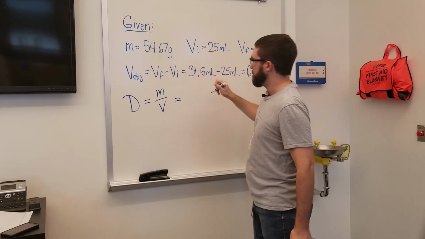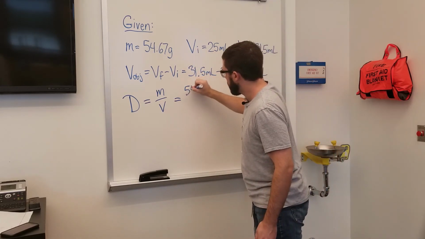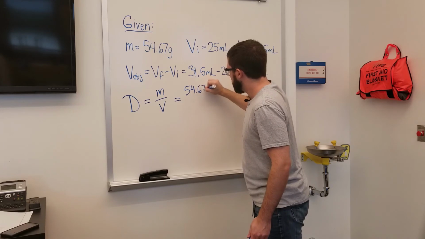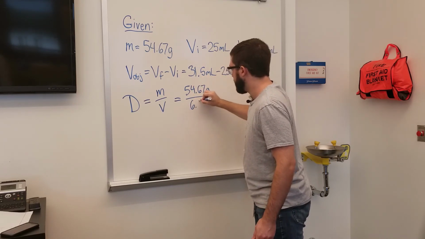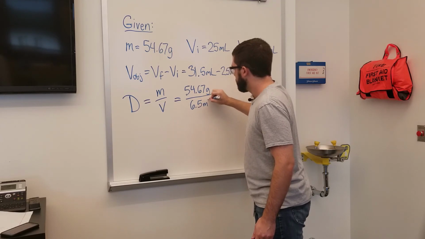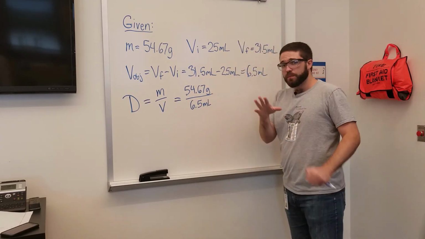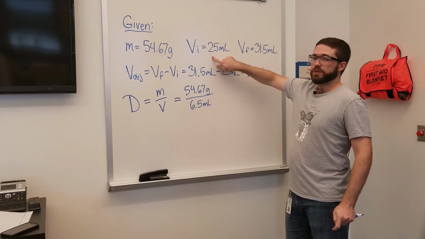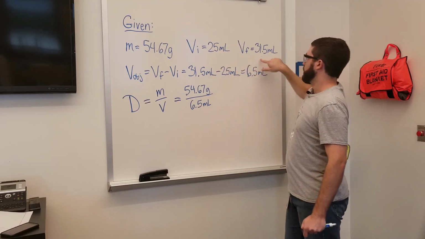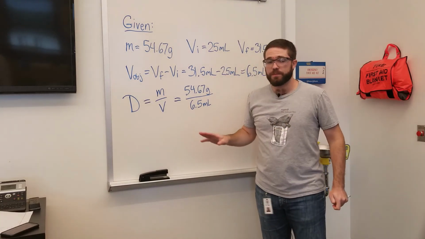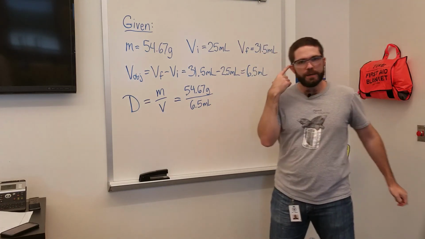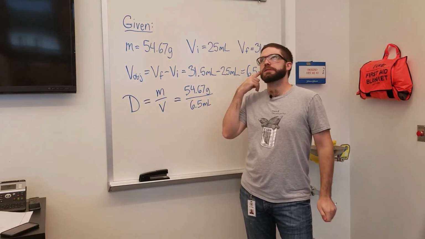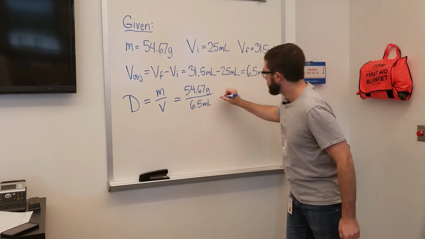I'm going to insert my mass on the top, 54.67 grams, and my volume on the bottom, which would be, again, the volume of my object, 6.5 milliliters. Common mistakes here would be to use the volume that we started with, 25 milliliters, or the volume here, 31.5 milliliters. Don't make that mistake. It's what the volume changed by. All right, so quick head math. I'm calculating this.